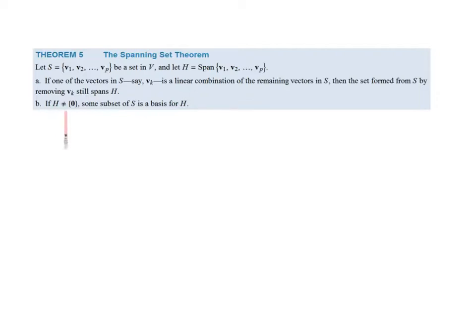If H is not equal to the zero subspace, then some subset of S is a basis for H. And that part B basically just says I can throw out enough vectors until I ultimately arrive at my basis. There is a proof of this theorem in the book. I encourage you to go read it.